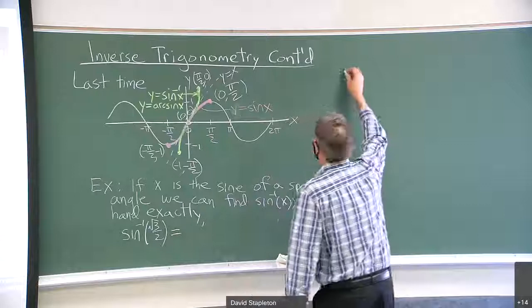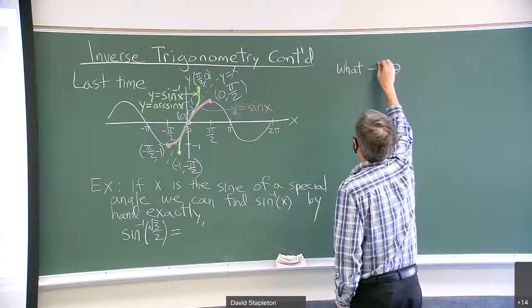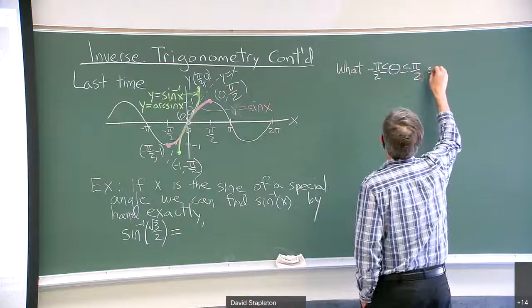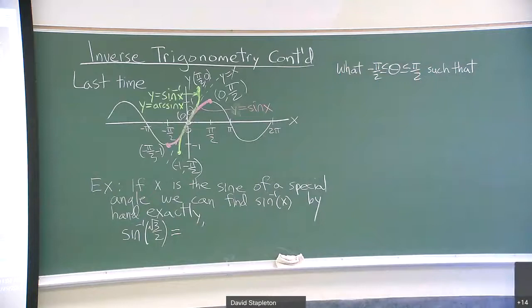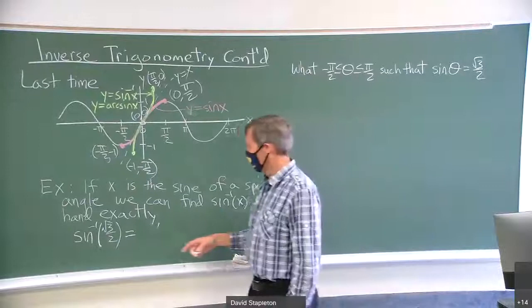You interpret it as asking, what is the angle between minus pi over 2 and pi over 2 such that the sine of theta is equal to that number, square root of 3 over 2? I notice that the square root of 3 over 2 looks familiar. It's the sine of some special angle. I just have to figure out what it is.